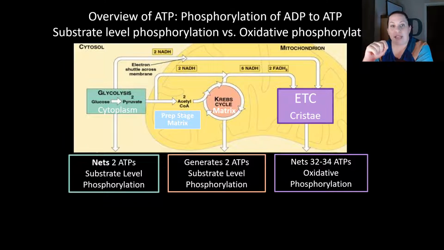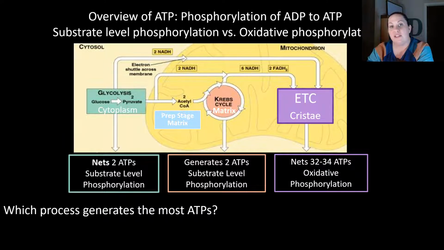We also have a prep stage that takes place inside the mitochondria. In this prep stage, two more NADHs are made, and they go also to the electron transport chain. And then you have the Krebs cycle. The Krebs cycle generates 2 more ATP. It also does substrate level phosphorylation. It also sends 6 NADHs as well as 2 FADH2s to the electron transport chain. This electron transport chain then is able to make 32 to 34 ATPs through oxidative phosphorylation.